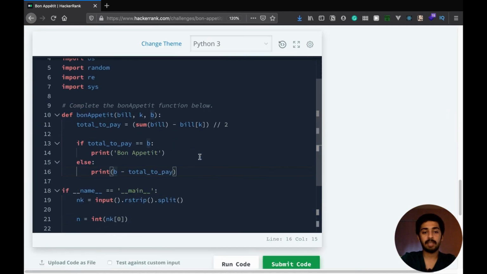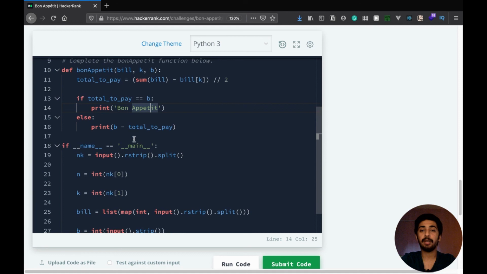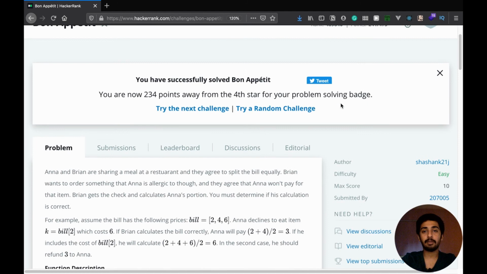I'll just explain it to you guys once more. In this line, we're trying to find out how much Anna has to pay, and then with a conditional we check if the amount she has to pay is equal to the amount she has paid. Then we print Bon Appetit. Else we print how much Brian has to refund her, which is the amount Anna has paid minus the amount she had to pay. So I guess that's it for this question, guys.